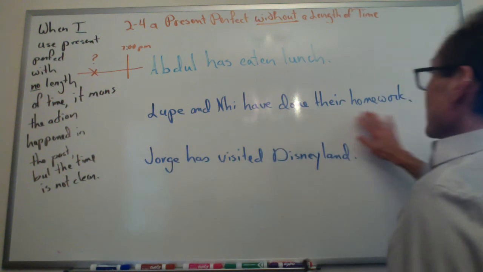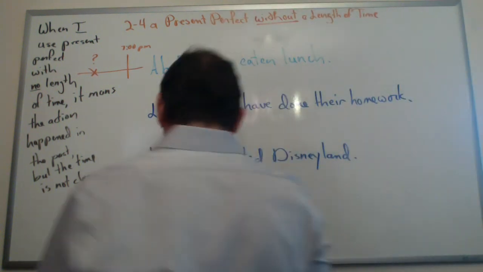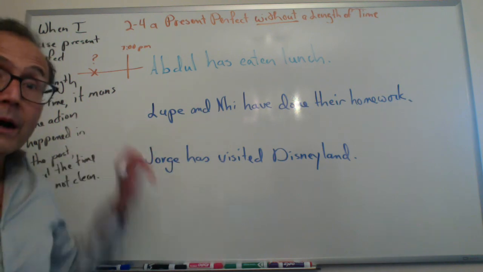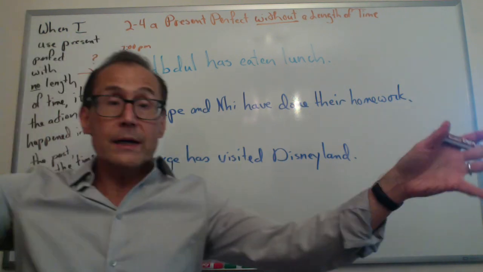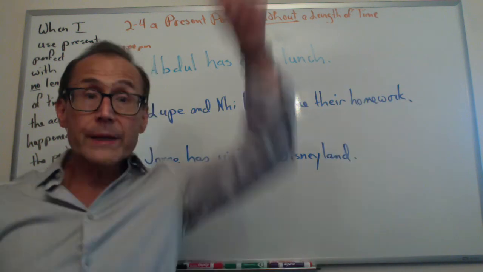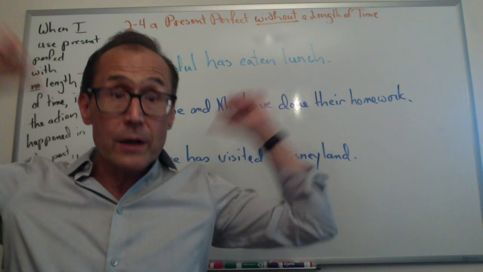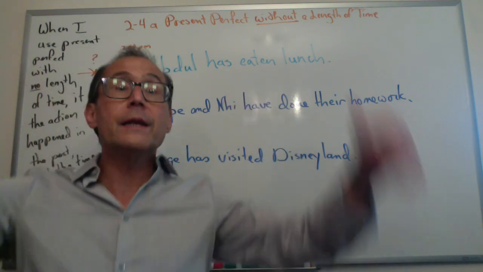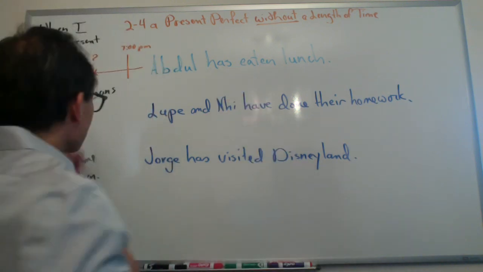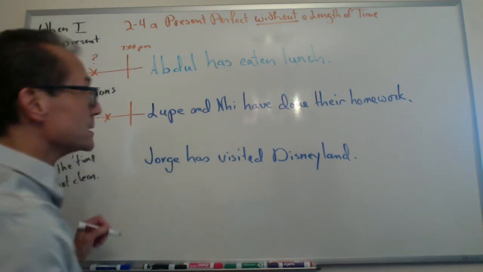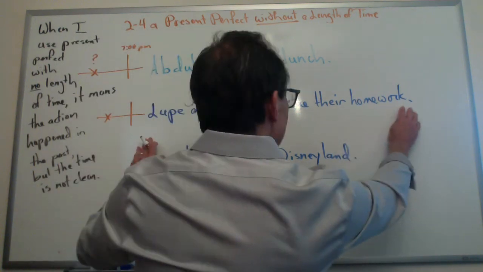Lupe and Ni have done their homework. Okay, so again what this means is that I looked at my class and I said, who did their homework? Lupe and Ni raised their hands, so I know they did their homework before class. They did their homework in the past. So here, again, it means it happened in the past, but I didn't say the time.